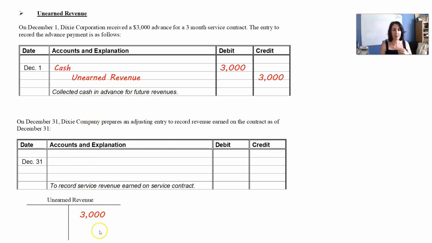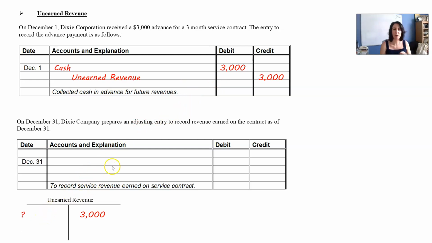We record that $3,000 of unearned revenue here, and now it's December 31st. Okay, so on December 1st we had that recorded at $3,000, but now the next entry is December 31st. And December 31st must be our year end, and we have to now record the fact that we have provided 1 month's worth of this service contract, right? Because it was 3 months. So if you collected $3,000, then how much did we earn in 1 month? Well, we earned $1,000, right?